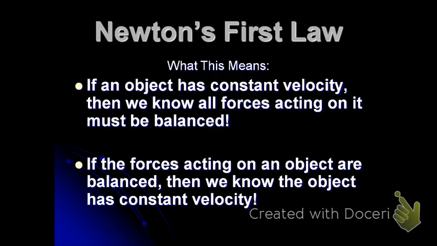Think back to our dune buggy experiment. What kind of velocity did the dune buggy have? Constant velocity. What can we conclude about the forces acting on the dune buggy? They had to be balanced because it had constant velocity. That's what Newton's first law says.